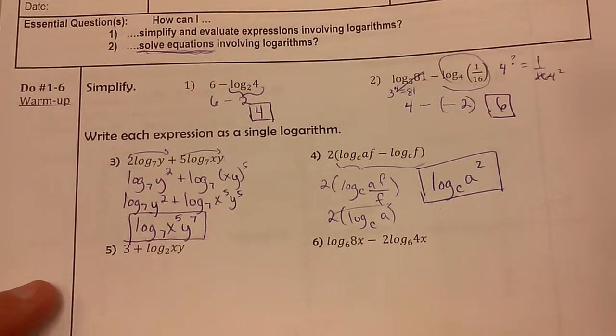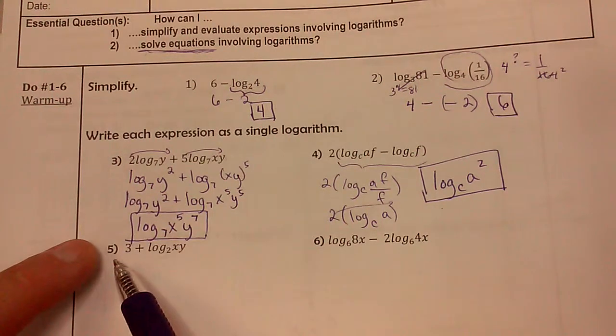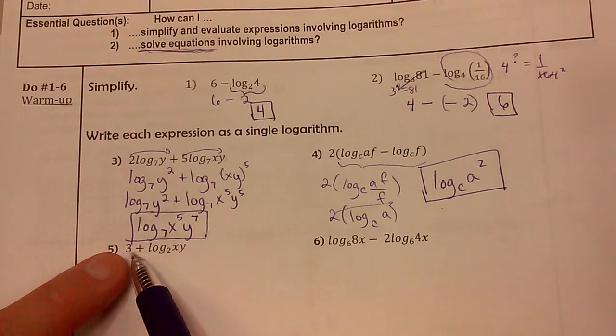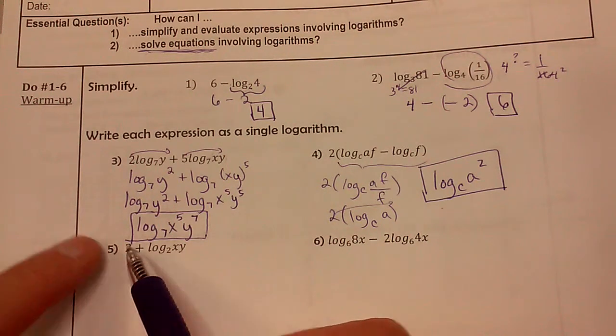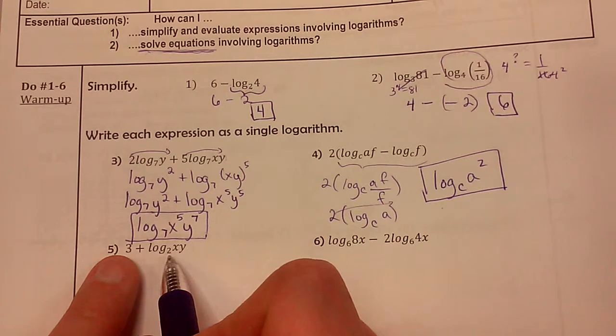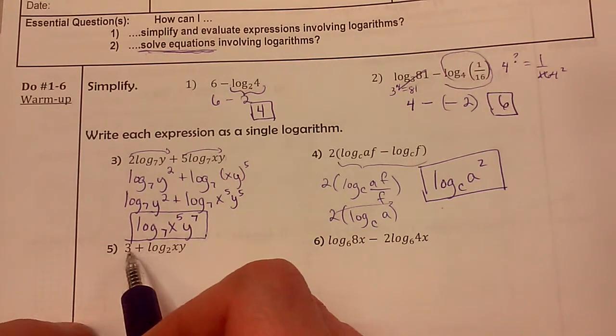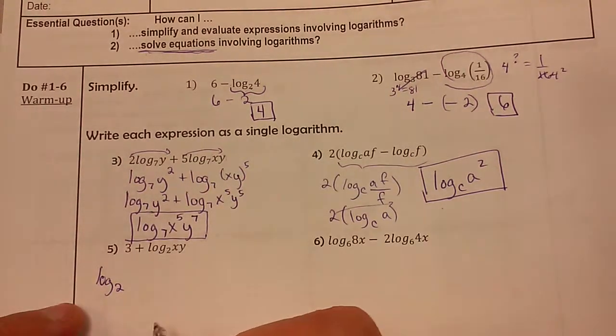All right, next one. Number 5. So the issue, right, if I'm going to combine these into a single logarithm, I need to write this 3 as log base 2 of something, right? I need logs with the same base if I'm going to apply these properties. So I'm going to rewrite this 3. So the log base 2 that is equal to 3.